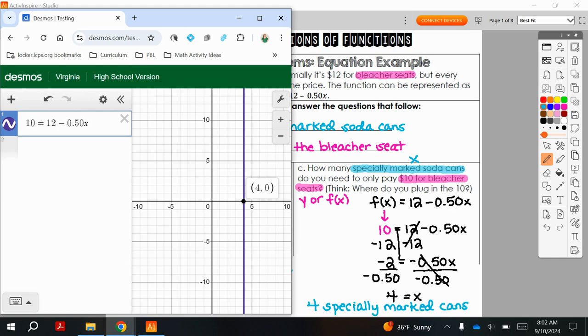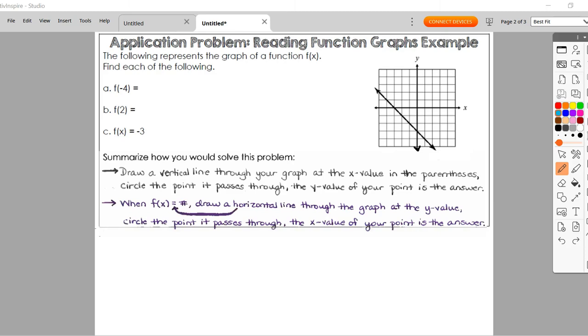And we don't get our answer over here on the left column, but we get it visually on the graph. You'll see I have that point that the purple line goes through, 4, 0. The answer is the x value because that's what we were looking for, the specially marked soda cans, which were x. And the answer was indeed 4.